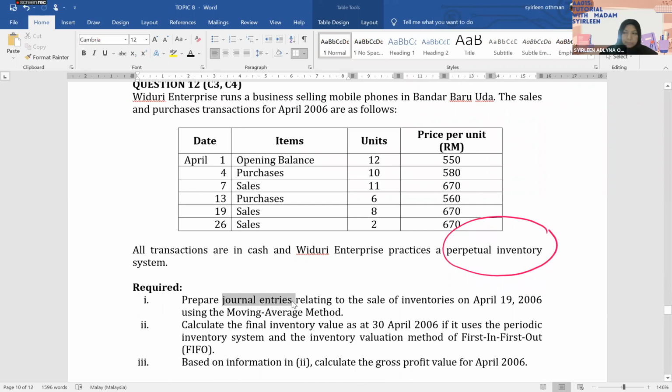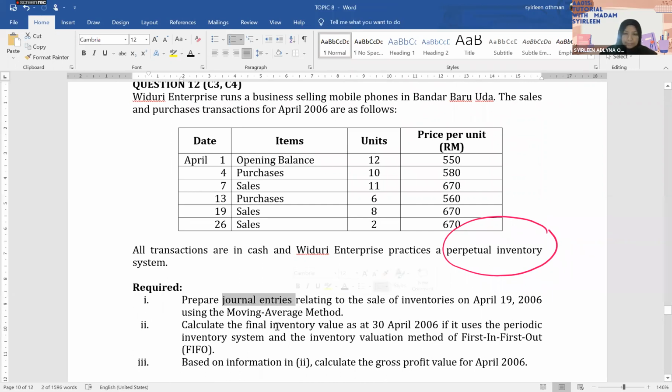Okay, tapi you kena faham bila you buat journal, you kena ada value, kena ada nilai dia. Dan sekarang ni, soalan ni dia guna moving average tau. Okay, dan dia minta untuk specific date, which is on the 19th. Okay, so bila dia minta specific date, which is on the 19th, madam masih kena kira dari awal. Nampak macam simple je soalan ni kan?